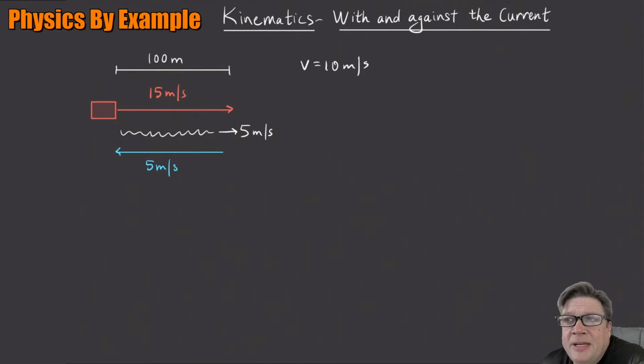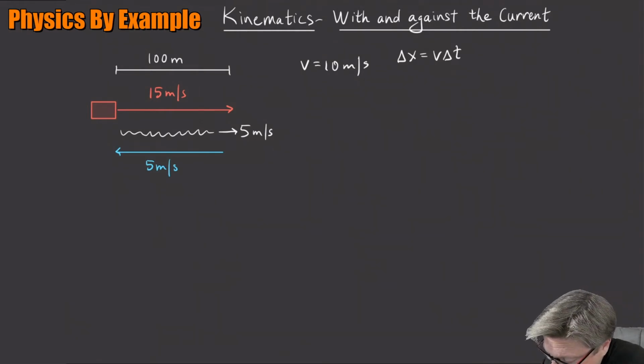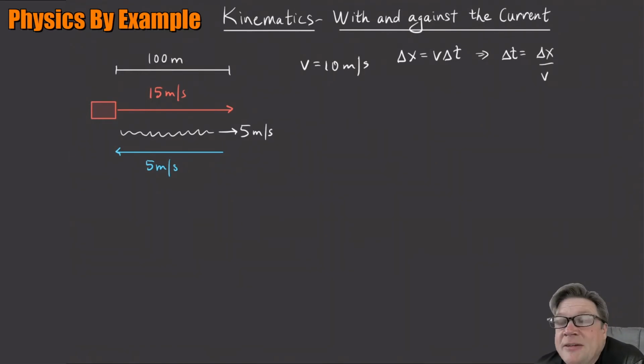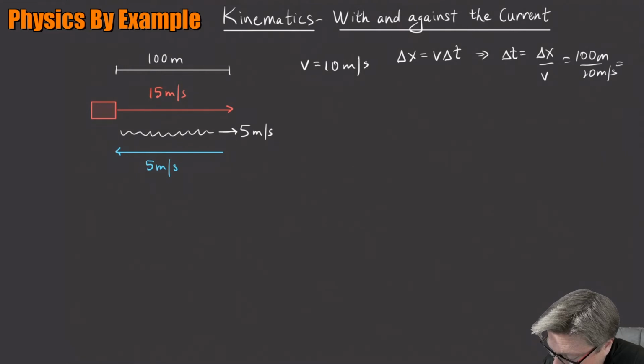So if the boat has 100 meters to go, what you might imagine is that normally it would take 10 seconds, right? Because delta x is v delta t, one of our simple kinematic formulas. And so this means that the time taken is just the distance divided by the velocity. So 100 meters divided by 10 meters per second ought to be 10 seconds for the trip.